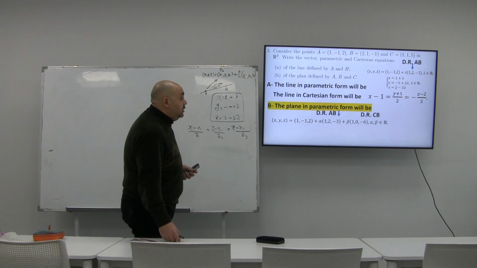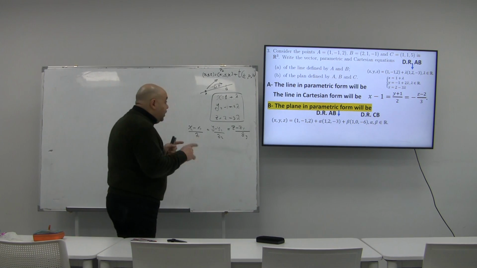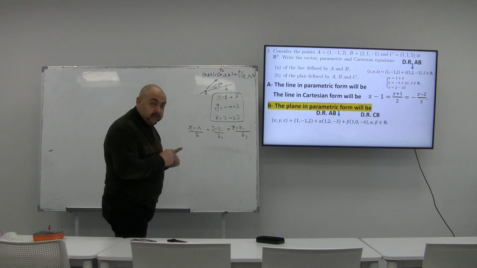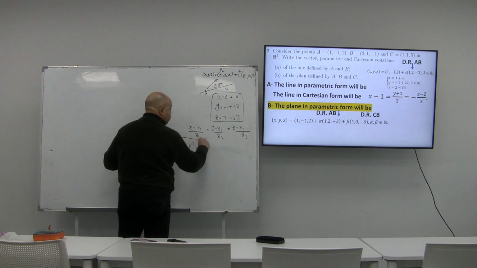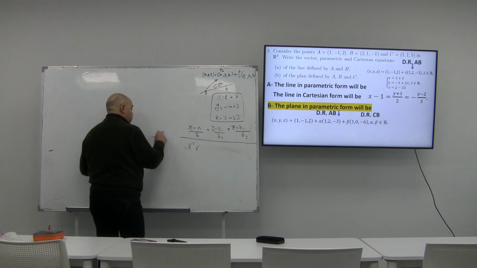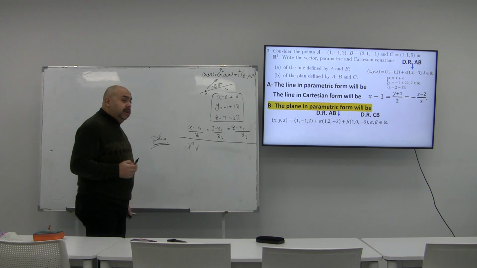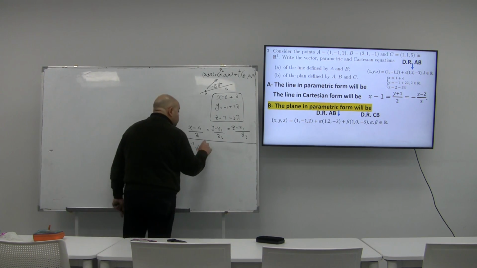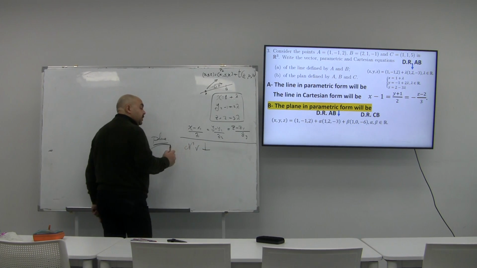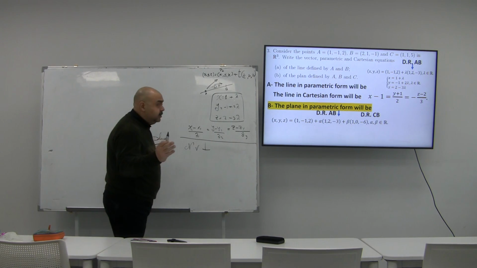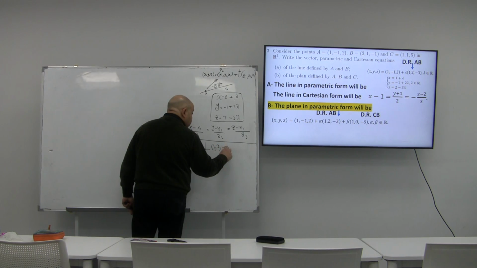Okay, if I want to get the equation in Cartesian, what to do? I will need these 2 vectors. So first of all, I will get a normal vector, in order to write an equation of a plane. How to get a normal vector? You will have to have 2 vectors which are perpendicular to this normal vector, which are the 2 direction vectors. That's 1, 2, and negative 3.